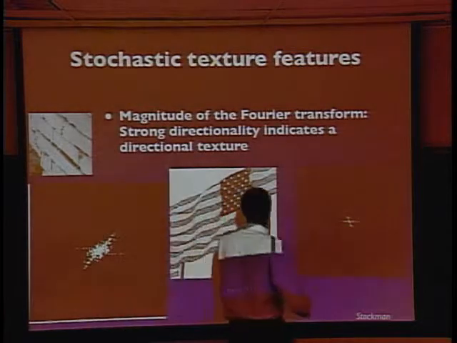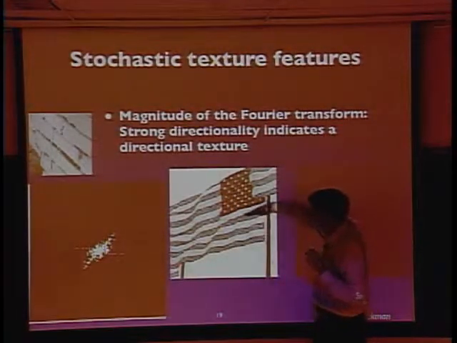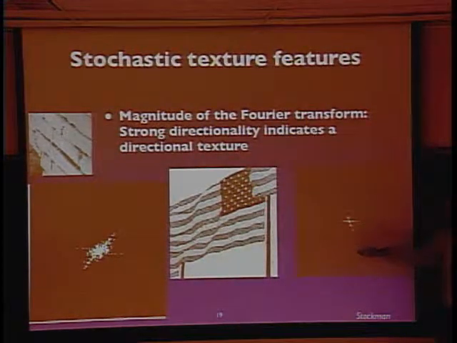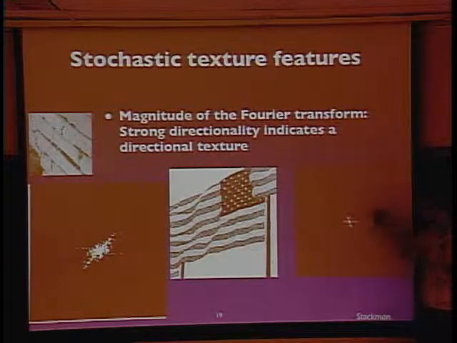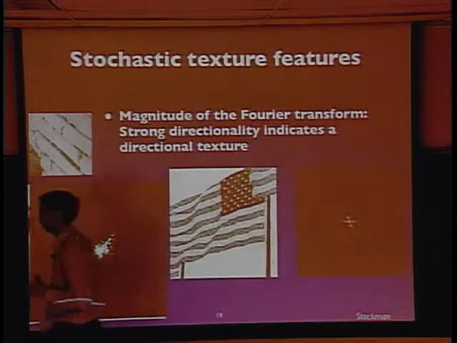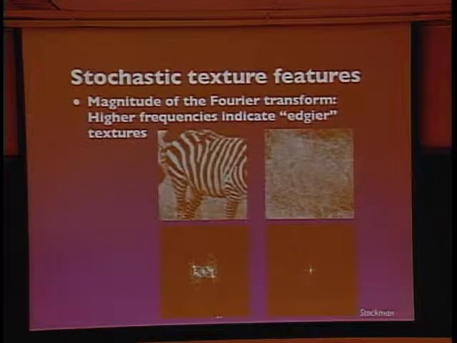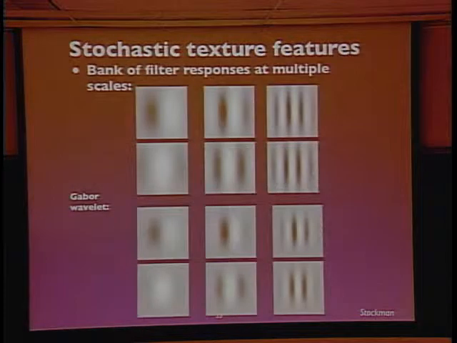And similarly, for the American flag here, you can see that there are a lot of edges that go roughly in this direction, which corresponds to high frequency components that are more or less in this direction, because that's the way that the gradient is going. So this is just a reminder. You already knew this, but you can use the Fourier transform to tell you something about texture as well. And this is just some more examples. You can also use banks of filter responses, as we've discussed earlier, as your texture descriptor. Here's some examples of that.